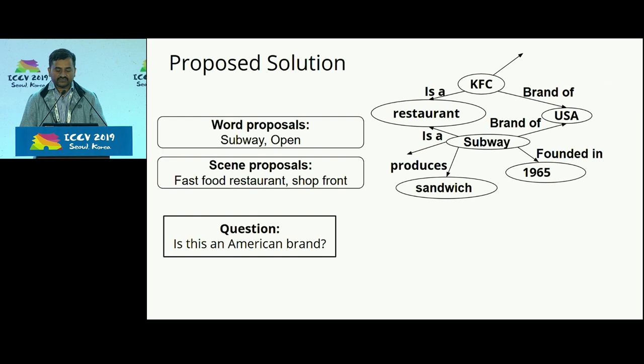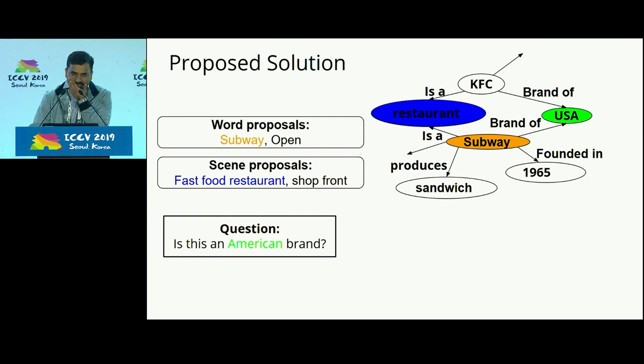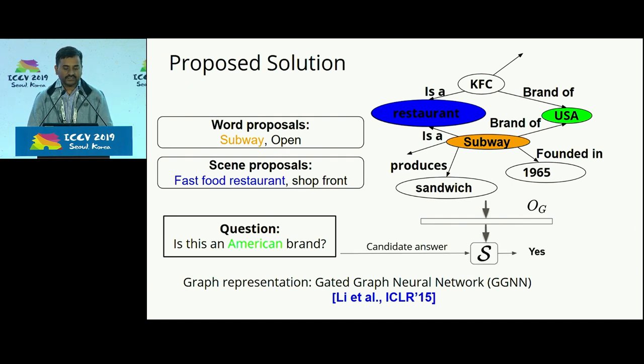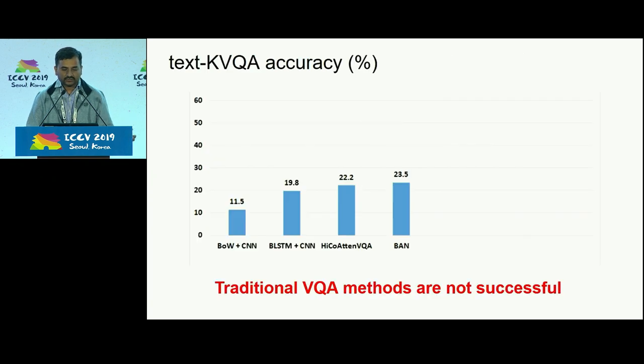So once we have this knowledge graph, we initialize it with word proposals, scene proposals, and the question, and the question answering becomes reasoning over this graph. So we use word proposal, scene proposal, and question to initialize this graph. Once this initialization is done, we use a popular graph neural network based method called gated graph neural network to represent this graph and get a representation for it. This graph representation is fed with the question and candidate answers to get an accurate answer.